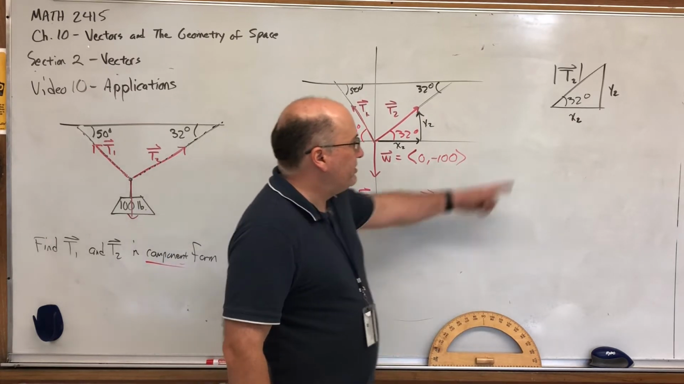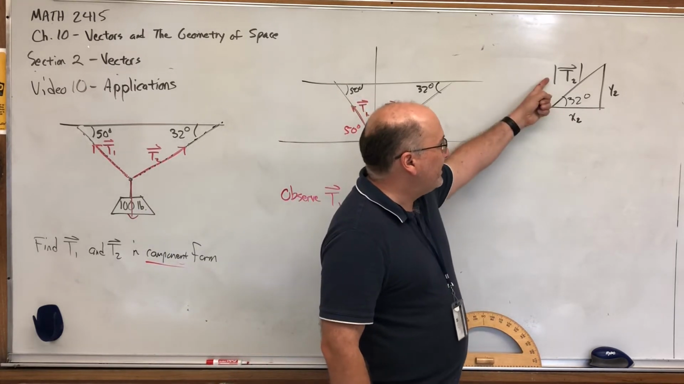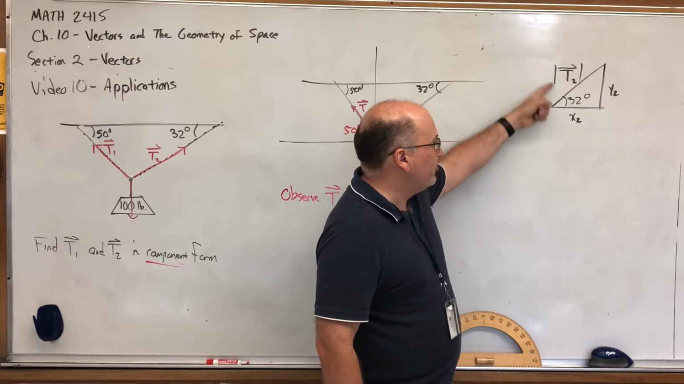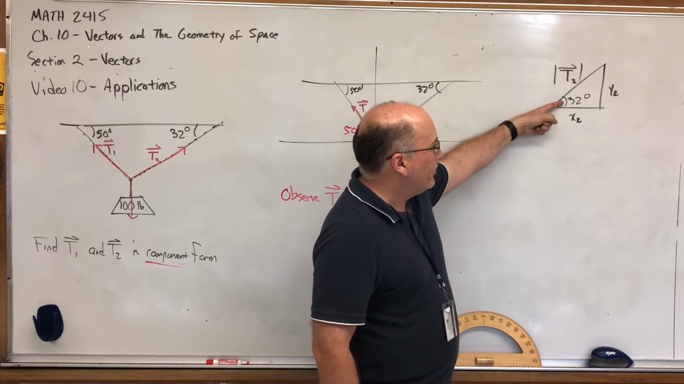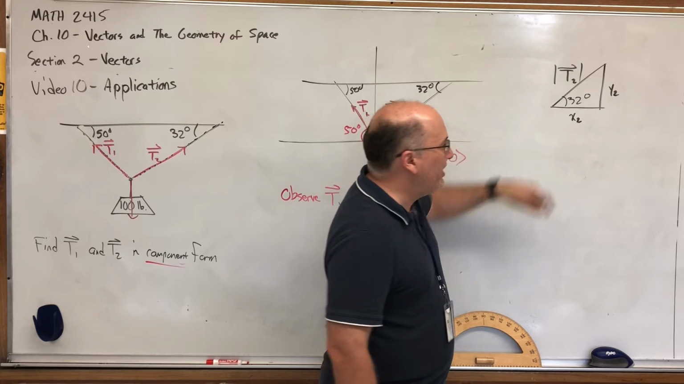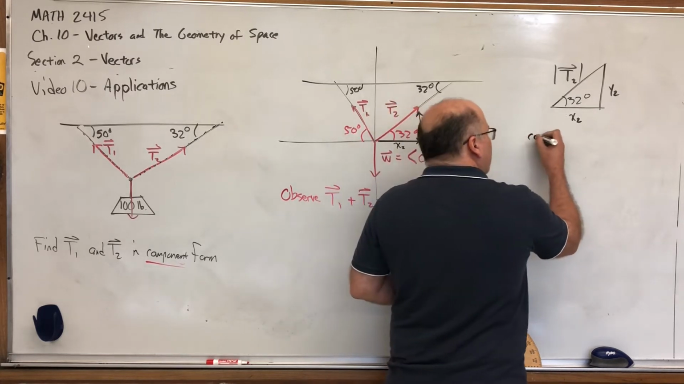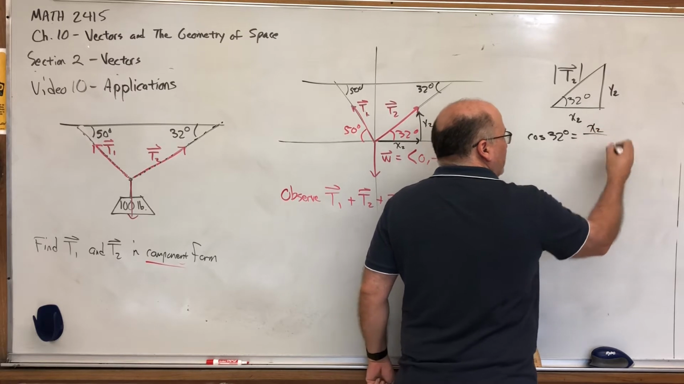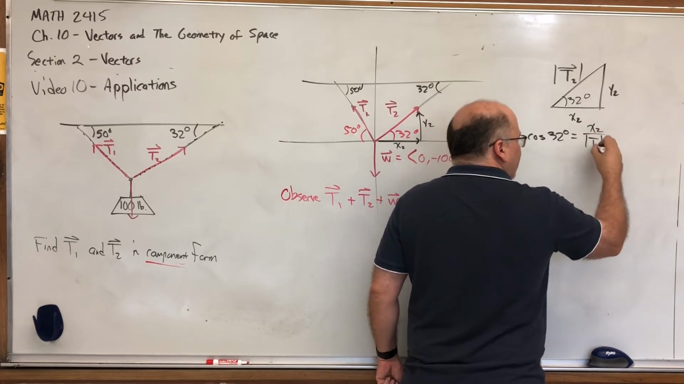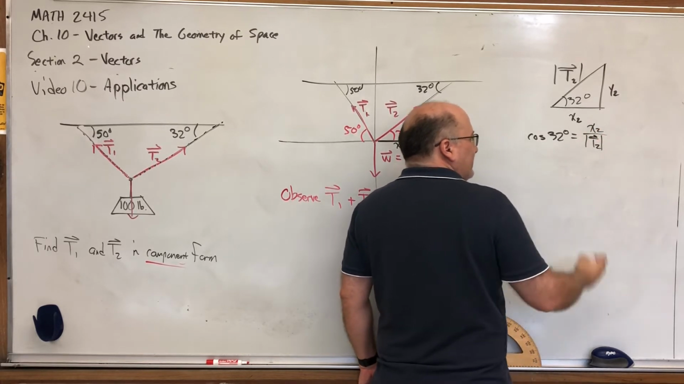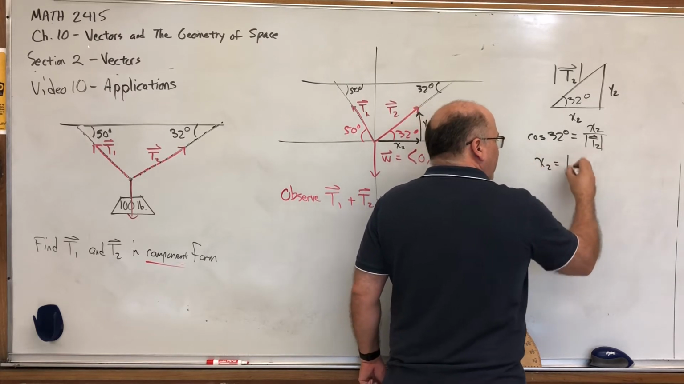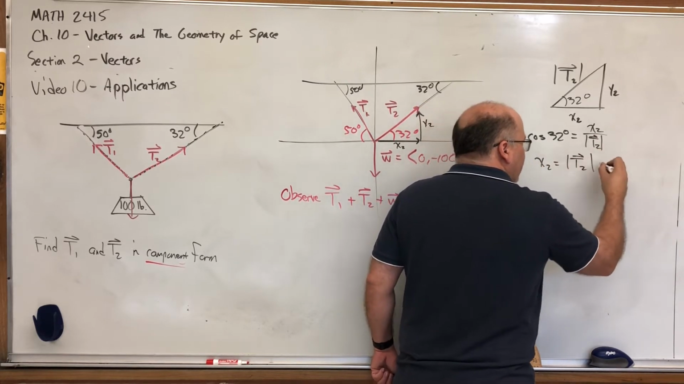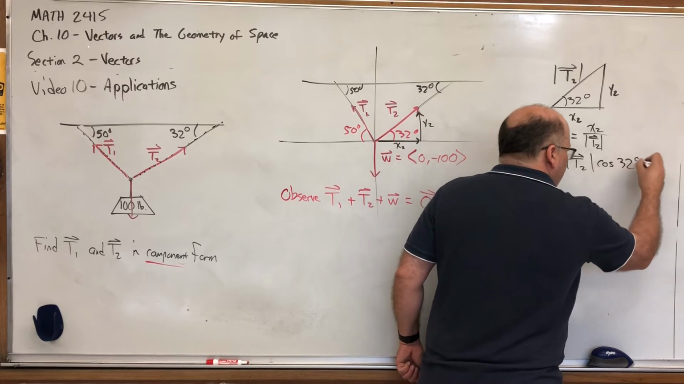In order to connect the first component with the magnitude of this vector, we need the trig function that connects these two. Relative to 32 degrees, this is the adjacent side. We're going to use cosine. We have cosine of 32 degrees is equal to the adjacent side x2 over the hypotenuse, which is the magnitude of t2. This means that x2 is equal to the magnitude of t2 times cosine of 32 degrees.